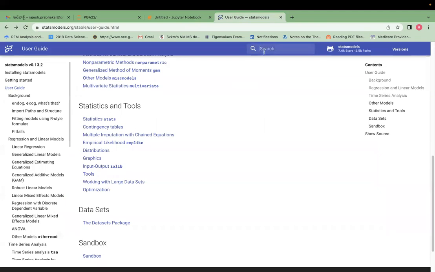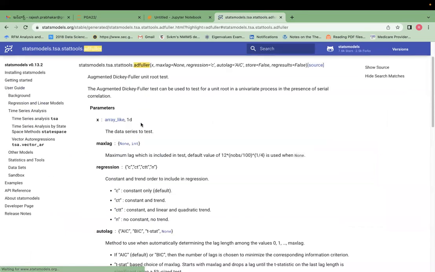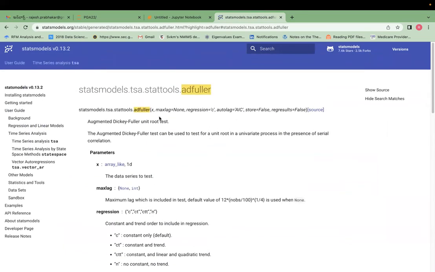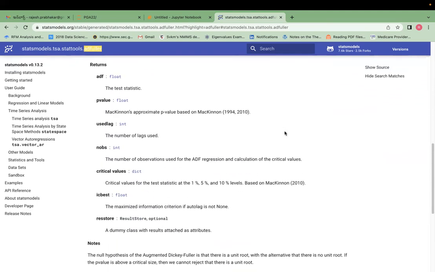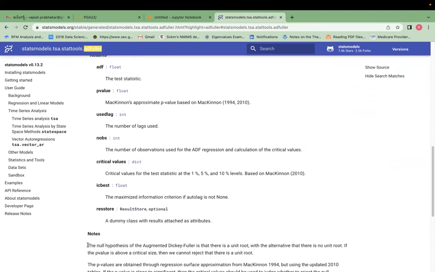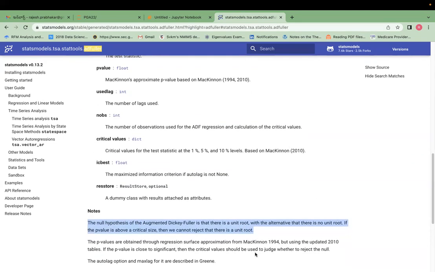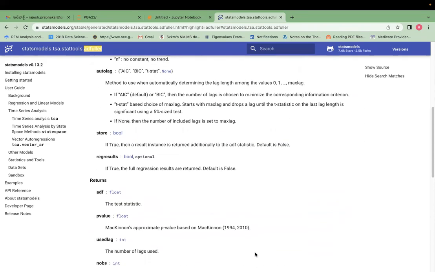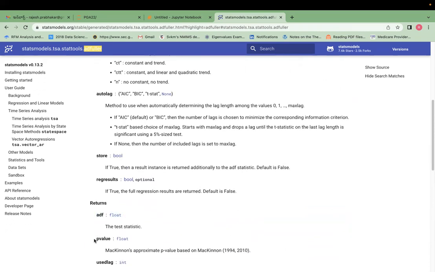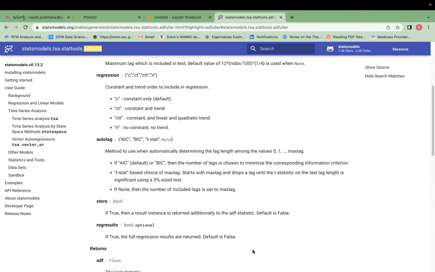In statsmodels, we have the adfuller test here, the augmented Dickey-Fuller test for a unit root. Here we will also get the null and alternate hypotheses. The null hypothesis is there is a unit root, or data is not stationary. No unit root, data is stationary. And it returns the ADF statistic, and the second value which we get is the p-value.